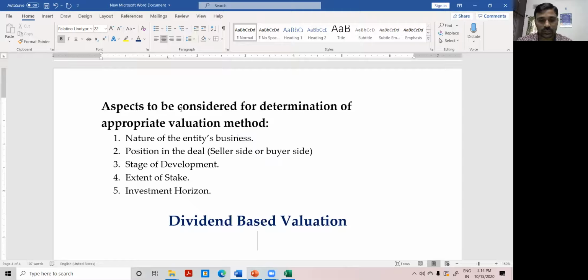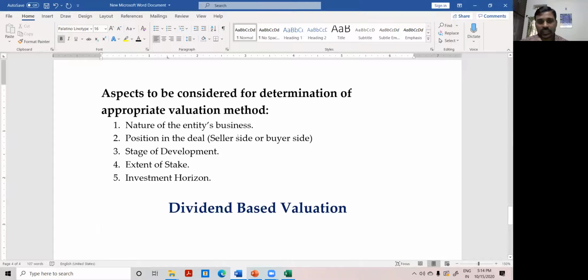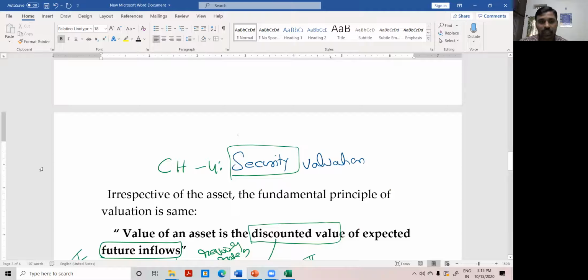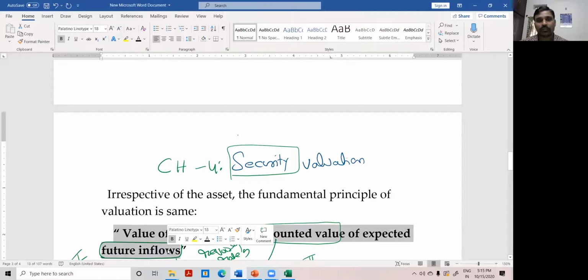Dividend based valuation. Okay, Emma, as I discussed, any asset you value, any method you use, don't forget this fundamental principle. Our formula comes from this fundamental principle. You should be able to link that formula with this fundamental principle.